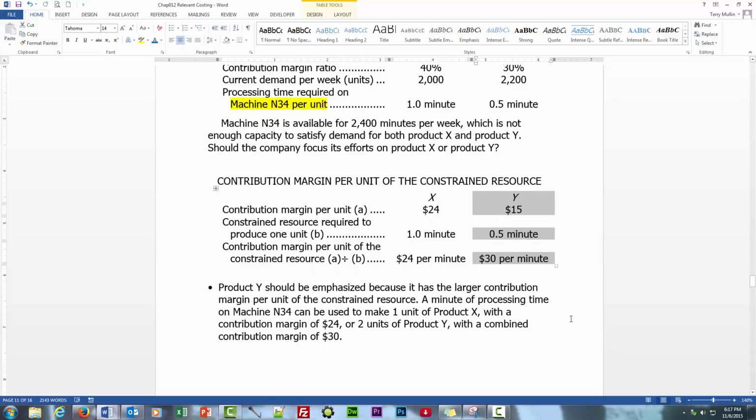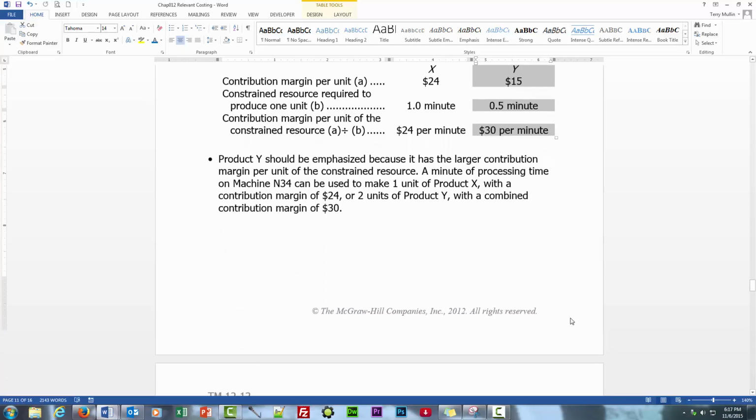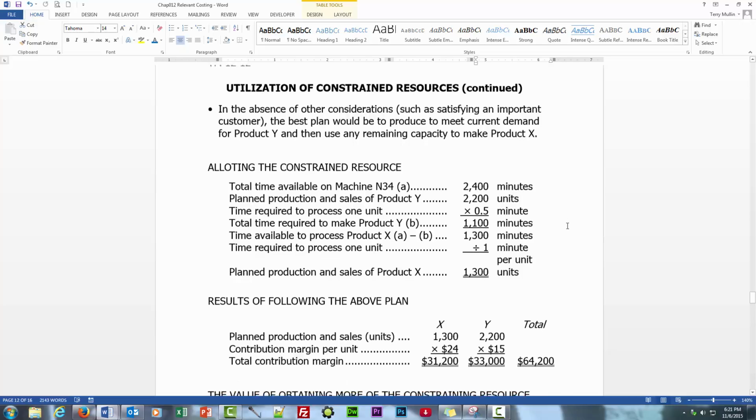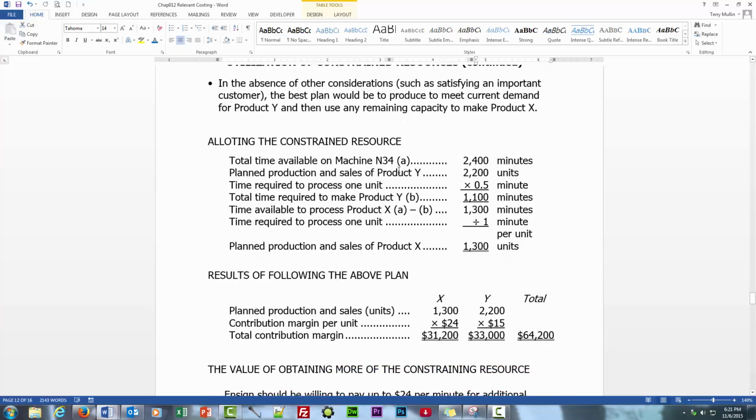All right, so let's move down and look at the rest of this. So let's look at these numbers and see if this makes sense. The total time available is 2,400 minutes, right? Then if we make all of Y, which was 2,200 units, they each take a half a minute. Now we've got 1,100 minutes out of that 2,400 that we've used up.